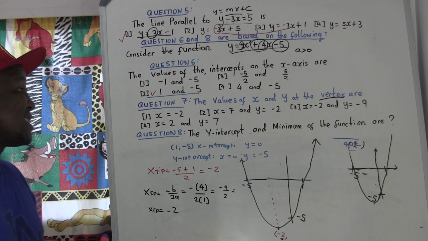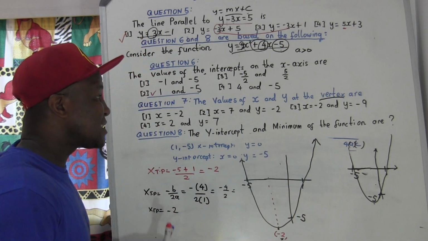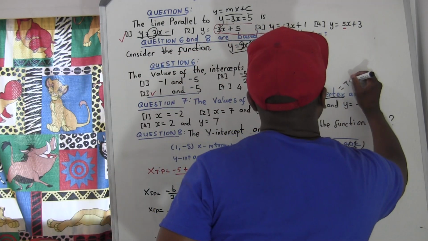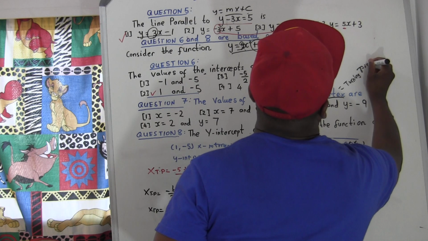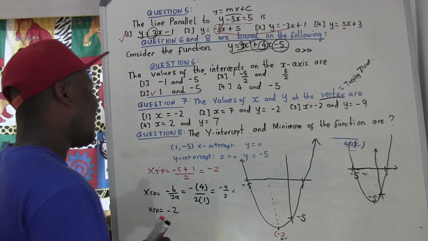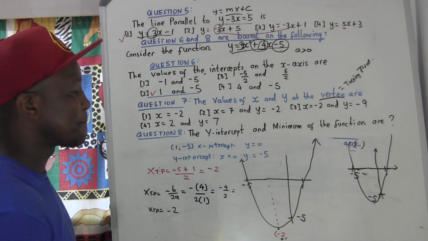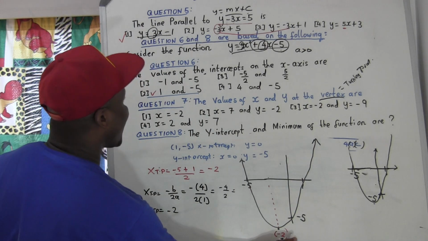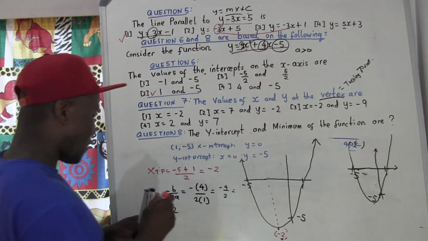Those coordinates are the vertex, or you can say turning point, or TP. It's the same thing. Now we have the value of x at the turning point. How are we going to get the value of y at the turning point? It's easy. Take this value of x at the turning point and substitute it in here. Then you get the value of y at the turning point.